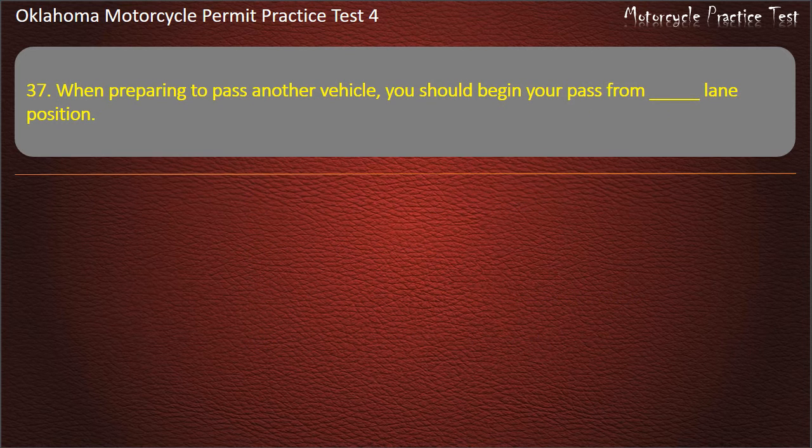Question 37. When preparing to pass another vehicle, you should begin your pass from lane position. The left. The middle. Any. The center. Answer. The left.